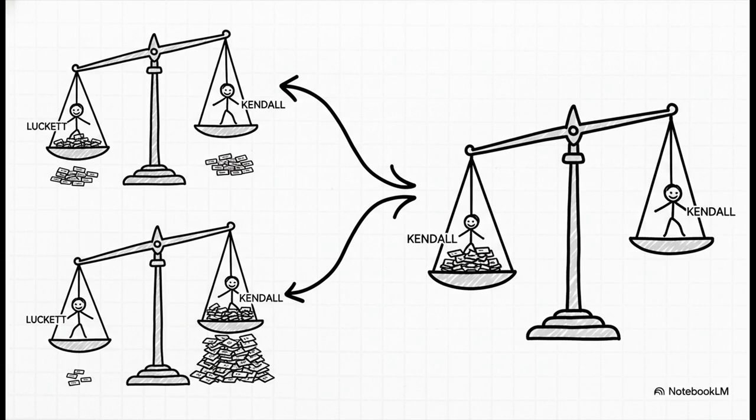Well, it's because Judge Kendall handled most of her cases in the easier municipal court, where verdicts are just rarely overturned for any judge. That huge number of easy cases made her overall average look fantastic, and it completely hid the fact that Luckett was actually the more effective judge in every single setting. That is Simpson's paradox. It's a powerful lesson to always ask how your data is being grouped.